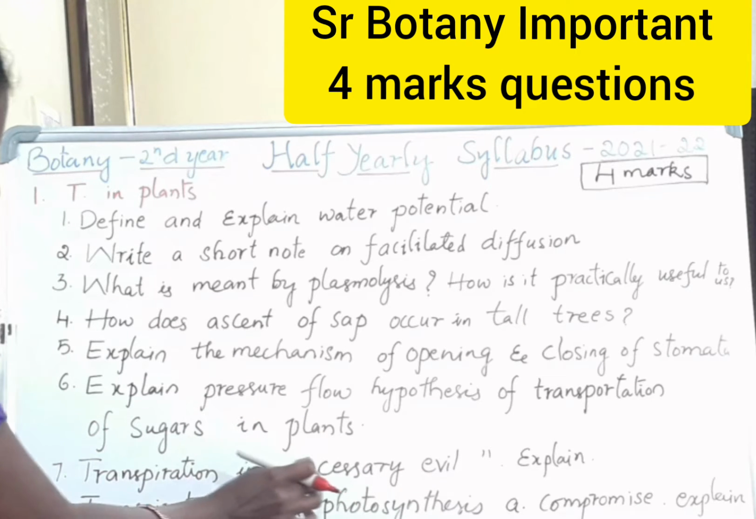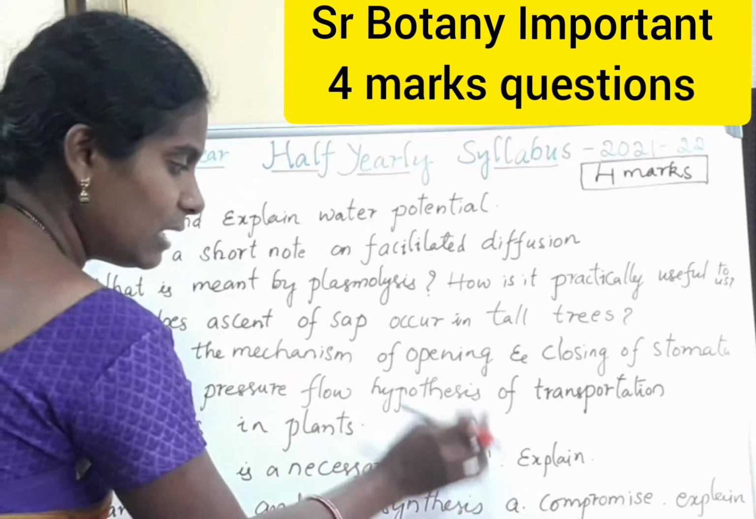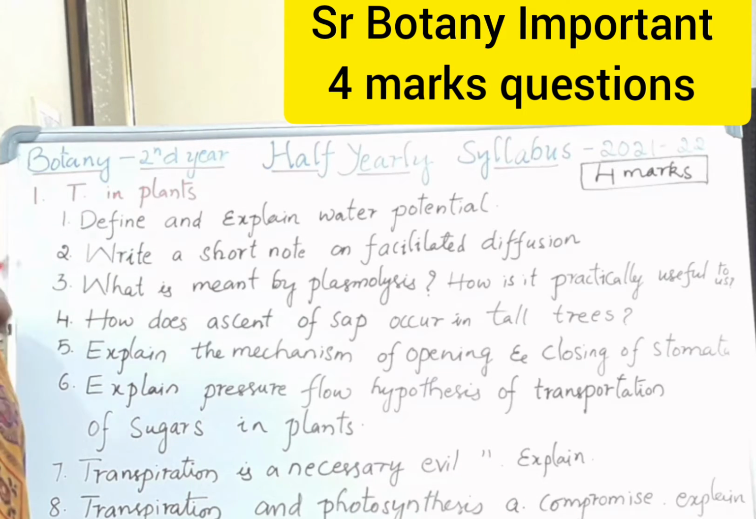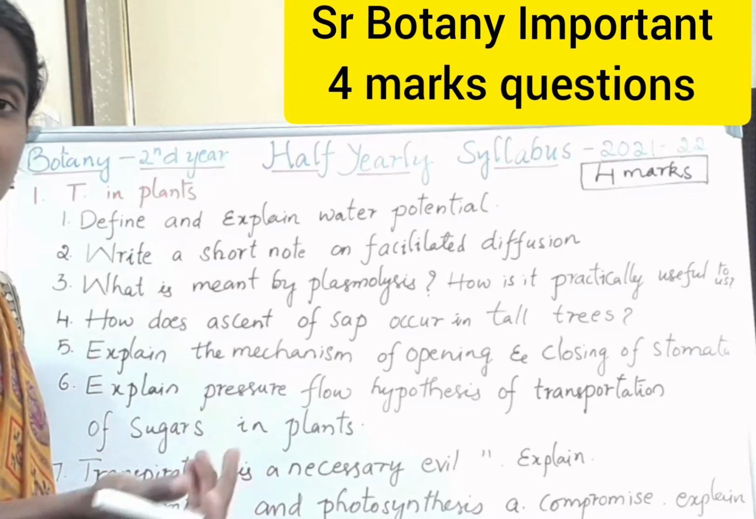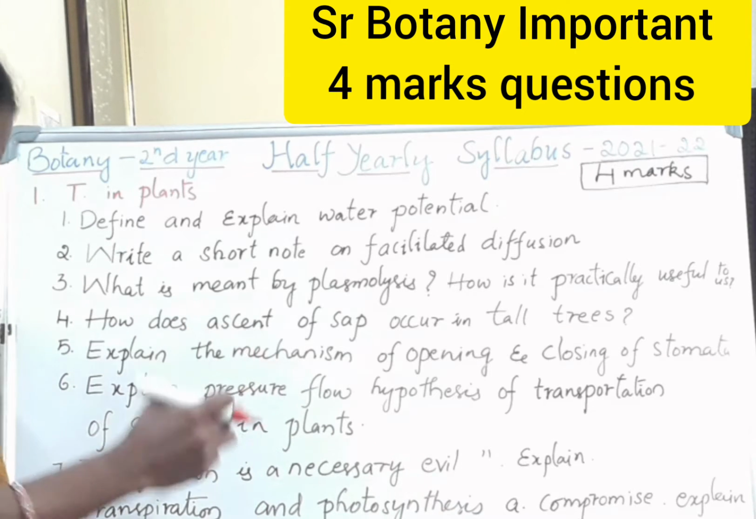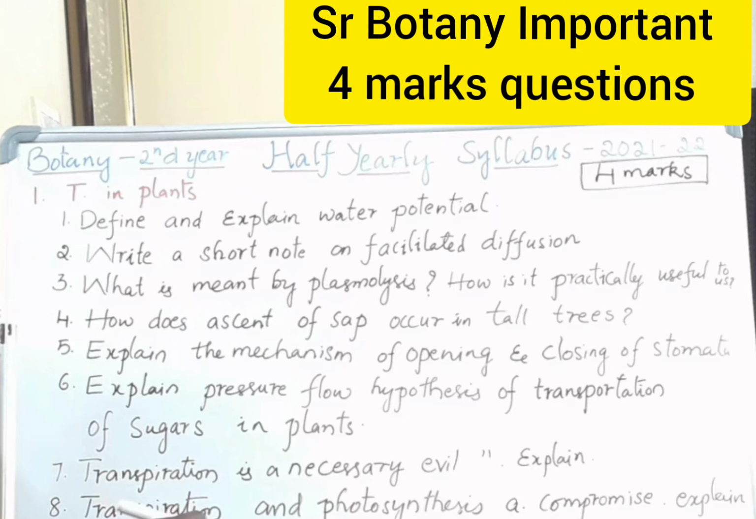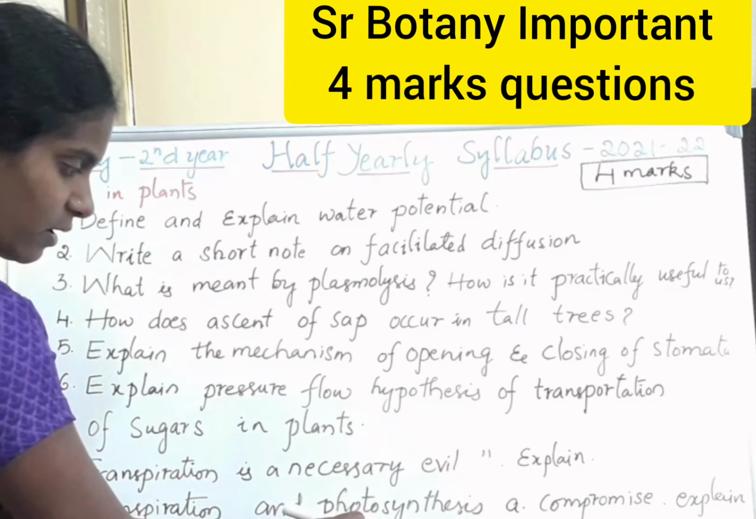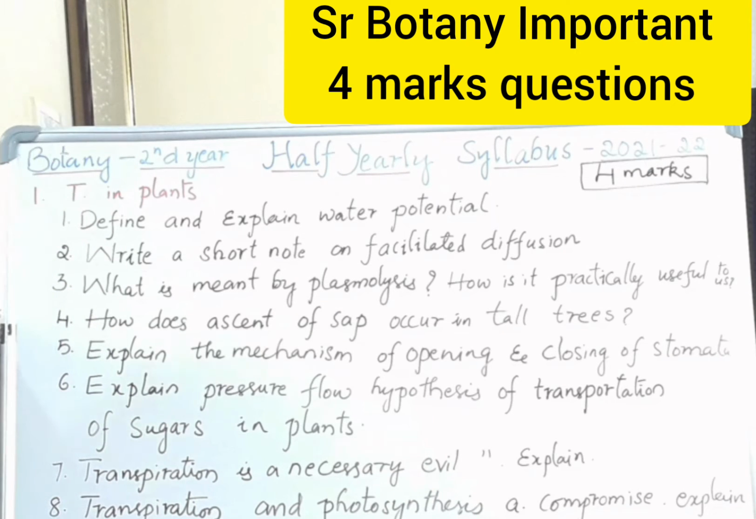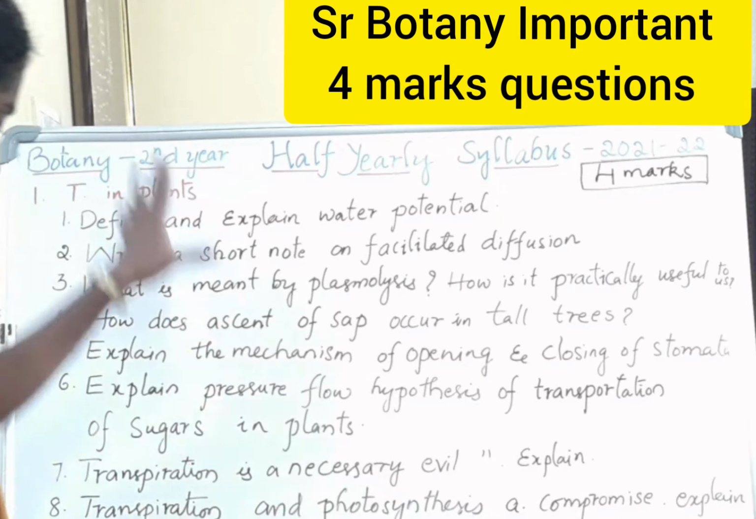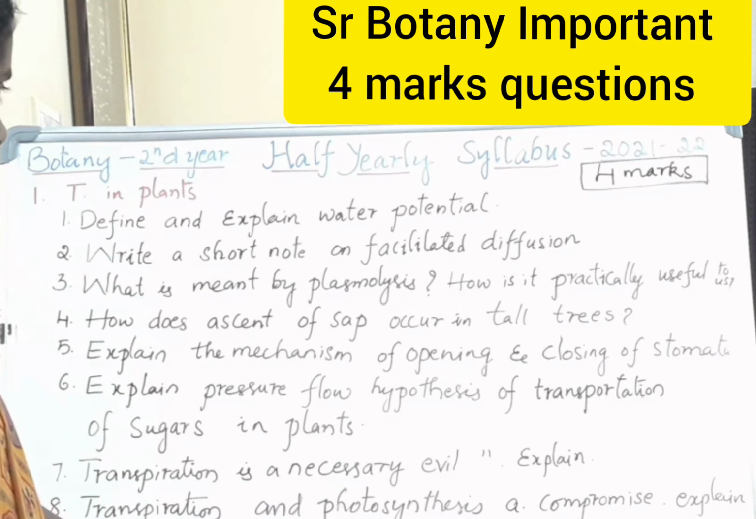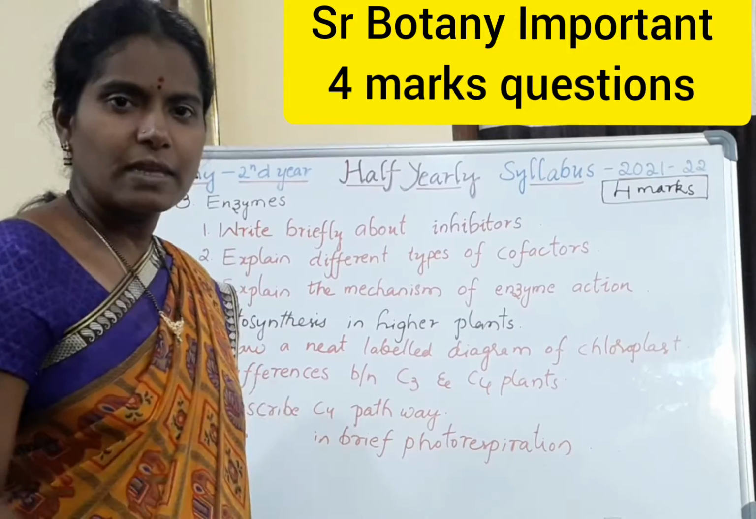So next, transpiration is necessary; we will explain why it is very necessary and how it has demerits and merits of transpiration, we should explain in this answer. Transpiration and photosynthesis, a compromise. How these two occur in a plant body, we should explain. So these are the 8 important answers in the first chapter.